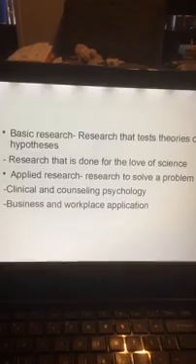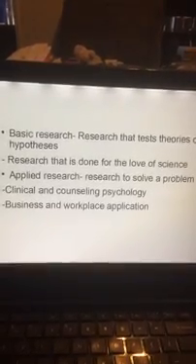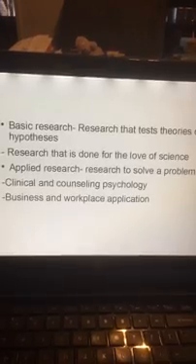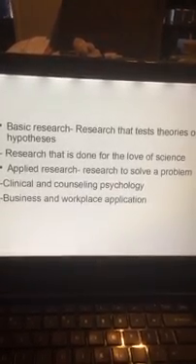We have basic research and applied research. We talked about that a little bit in Chapter 1. Basic research is research that tests theories and hypotheses. It's done for the love of science.